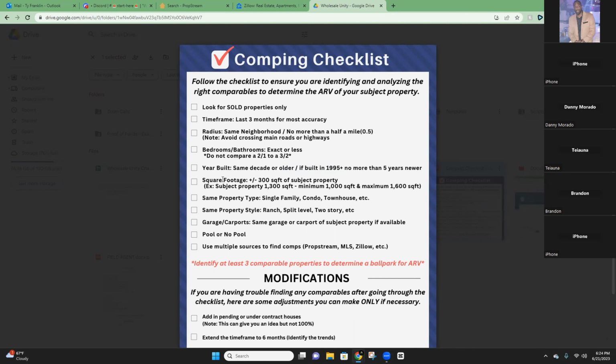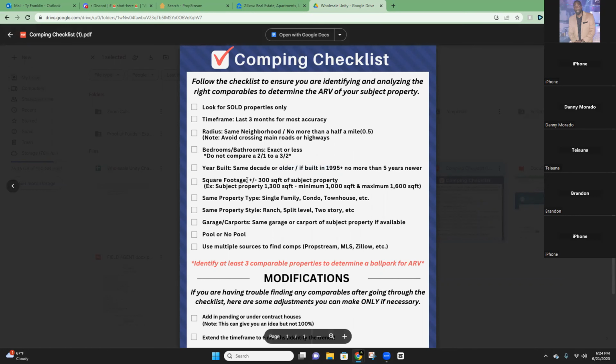And then I want to put a minimum of 900 square feet. I don't want to see any properties that have less than 900 square feet. So my range is going to be from 900 to 1,500 square feet, right? So that's plus 300 or minus 300 from my subject property.